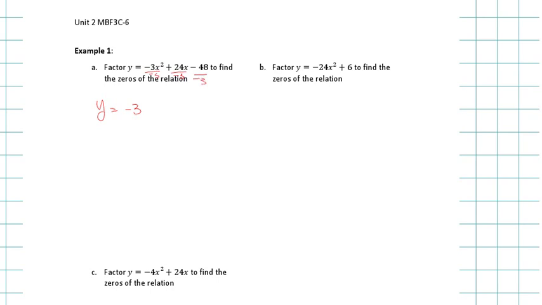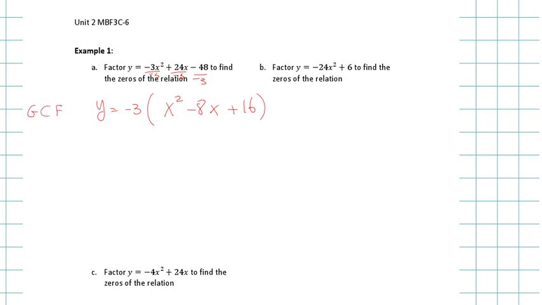And here's where you have to be very careful with your signs. When you're dividing by a negative number, you have to be aware of your signs. Okay? So, what's negative 3x squared divided by negative 3? x squared. What's 24x divided by negative 3? Negative 8x. Okay? A positive divided by a negative is a negative. Negative 48 divided by negative 3? Positive 16. Excellent. Are we okay with the first step, which is the GCF?